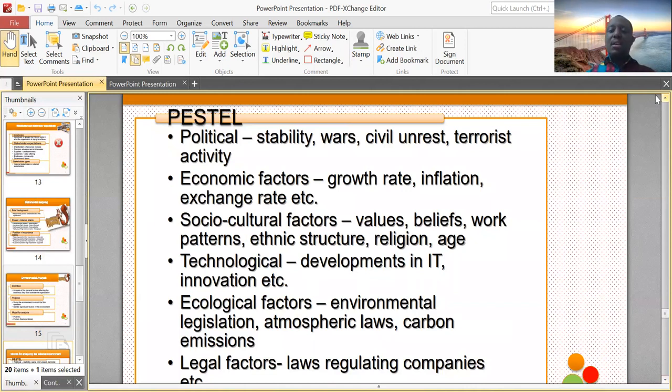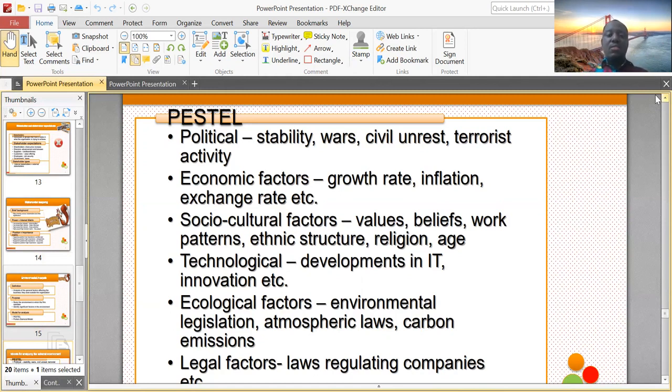So the first is the political. Under political, there are some things you need to think about. First off, you need to think about the country in which you are located. Is it stable enough? Are there things like wars? Is there civil unrest? Is there terrorist activity? You need to understand the political landscape. If a country is not stable, it's difficult to do business. It definitely affects your mode of operations.